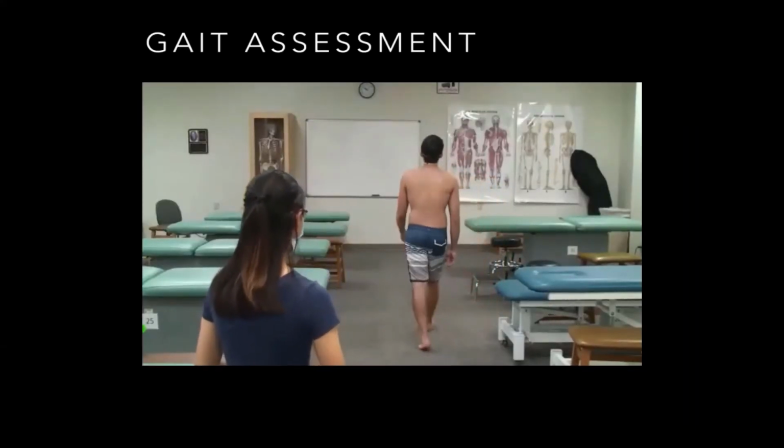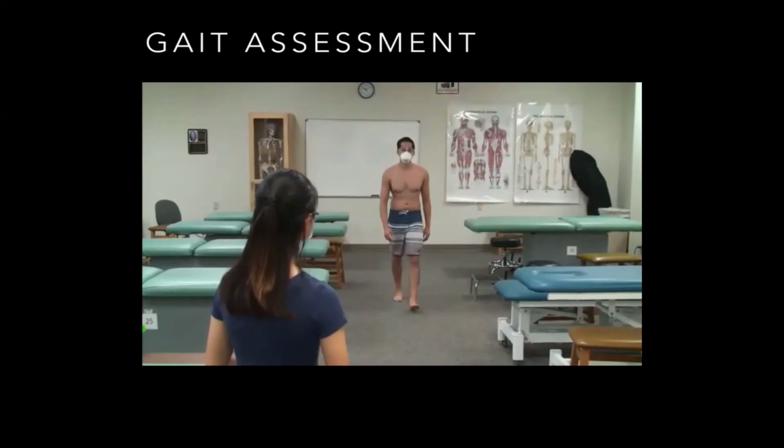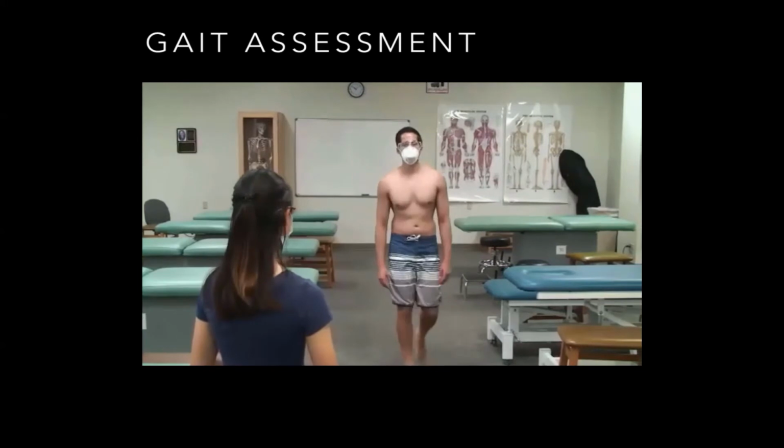In the OMM lab, you will be learning how to perform a structural exam. One thing you will be learning is how to assess your patient's gait. So notice that his stride length is even and his cadence is rhythmic. There's a little bit of diminished arm swing on his right side and no in-toeing or out-toeing. Go ahead and pause right there.